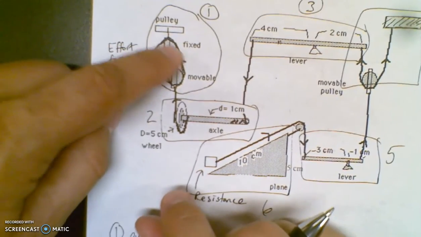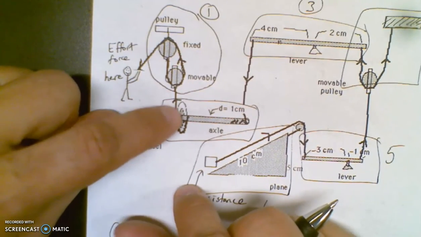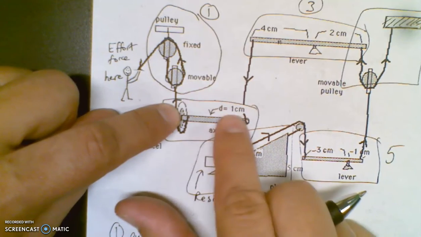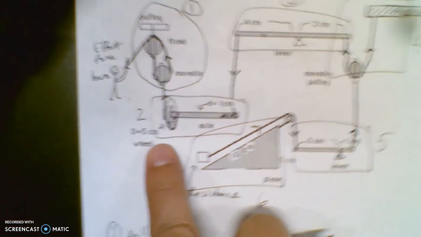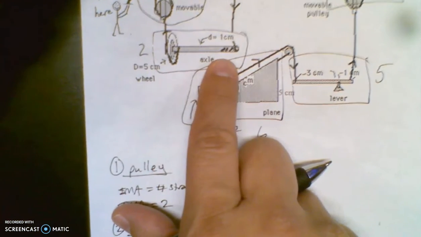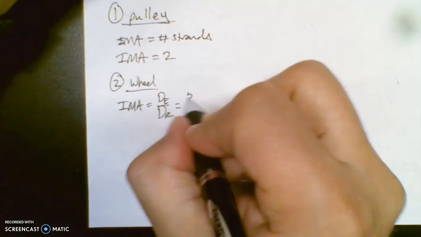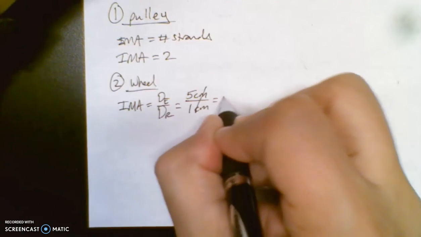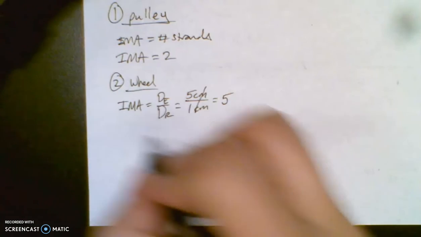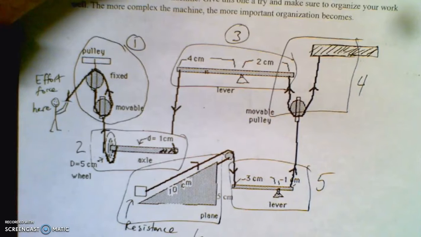Okay, so when you think about this, where the power comes in, this would become your effort. And this would be your resistance. So my effort is going to be, effort distance is the 5, the resistance will be the 1. So 5 centimeters over 1 centimeter. Those cancel. You get 5. Cruising right along.